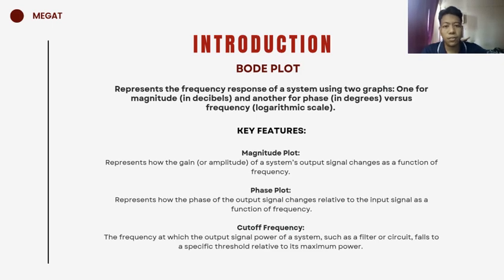And next, the phase plot represents how the phase of the output signal changes relative to the input signal as a function of frequency. Lastly, the cut-off frequency is the frequency at which the output signal power of a system, such as a filter or circuit, falls to a specific threshold relative to its maximum power.